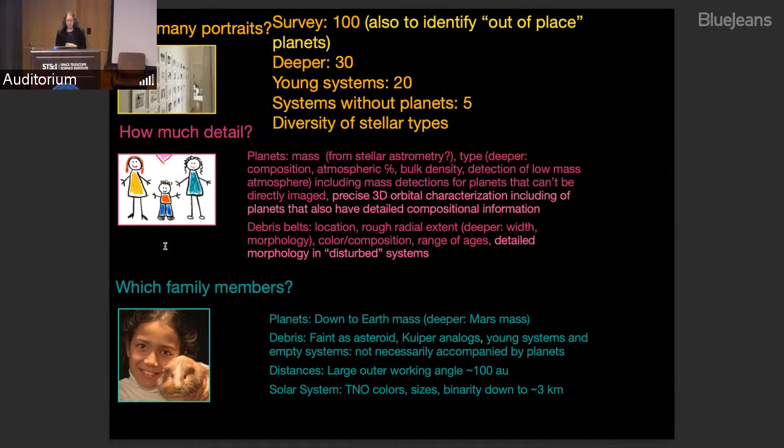It'll be very important to have precise 3D orbital characterization of the planets, including of the planets that also have detailed compositional information, so we can use both the orbit and compositional information to piece together the story of what happened there. And it'll be helpful for the debris disk to have more detailed morphology, asymmetries, scale heights, things like that for systems that are a bit disturbed, like where we see planets that look out of place or that might have more inclined or elliptical orbits that seem to suggest an upheaval there.